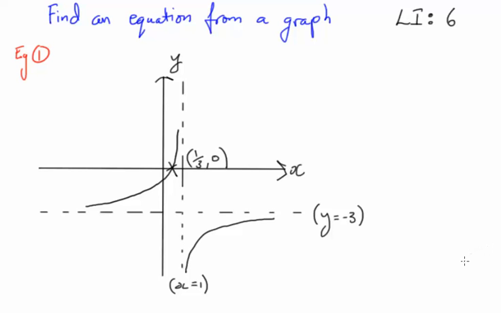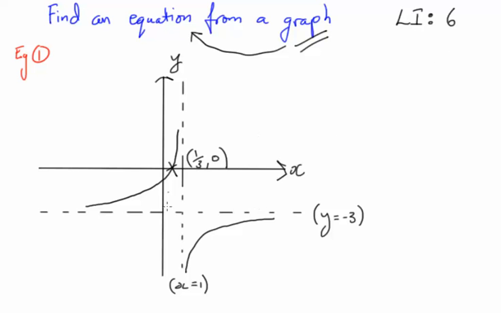Hello, in this video we're going to be looking at one of my favorite styles of questions, and the reason it's my favorite is because they put this on the exam all the time. The reason it's meant to be tricky is because it's going backwards, but it's actually much easier to go backwards. The idea is they give you the graph first and then they want you to go back to the equation. So this is for learning intention 6, find an equation from a graph.